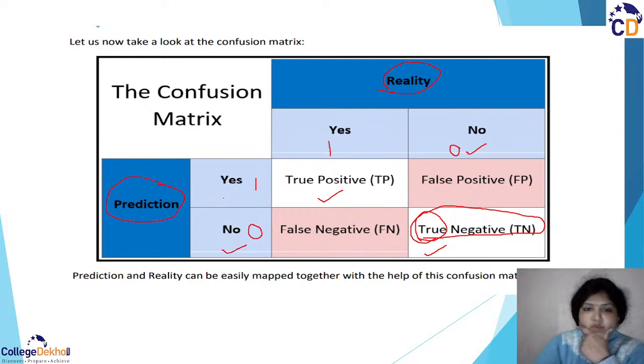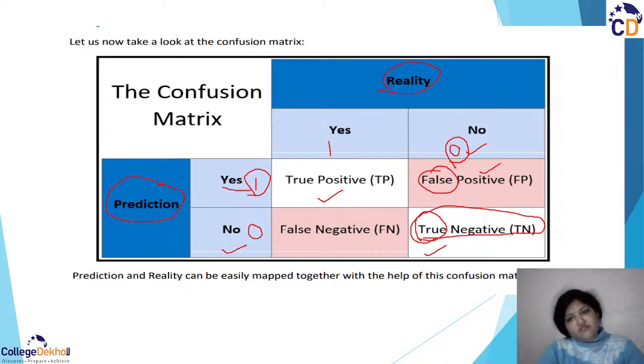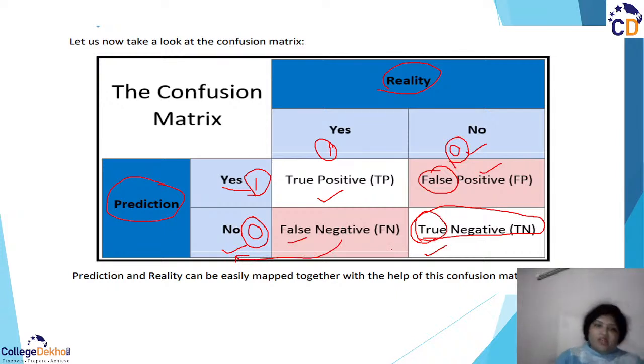Now here the prediction was 1, means yes, but in reality it is not matching with the result, so you get false. Because the prediction value is yes, it would be a false positive. Again, in this case the result does not match: reality is true and prediction is false, so you get false negative. So prediction and reality can be easily mapped together with the help of this confusion matrix.